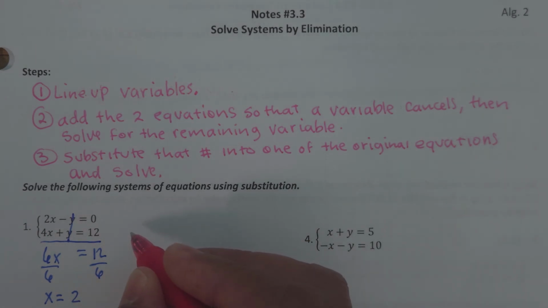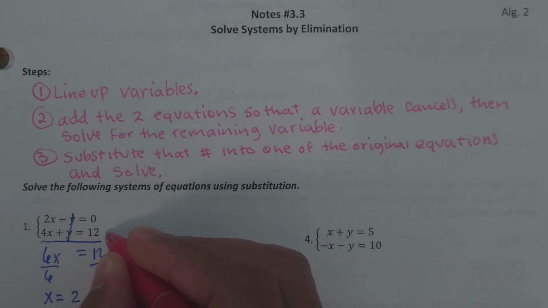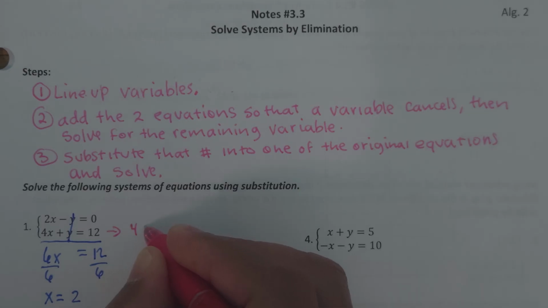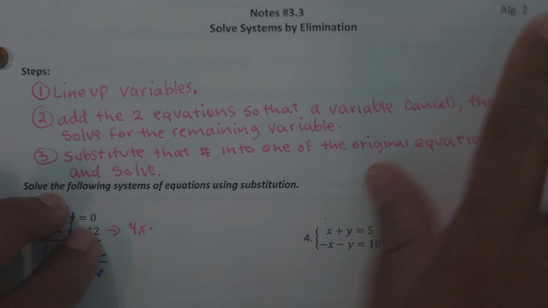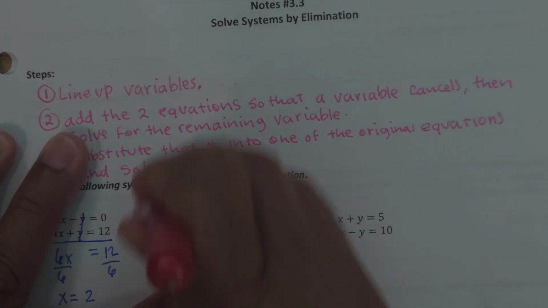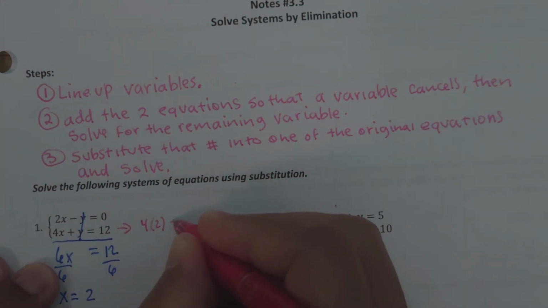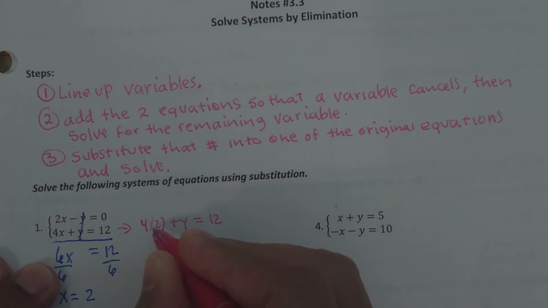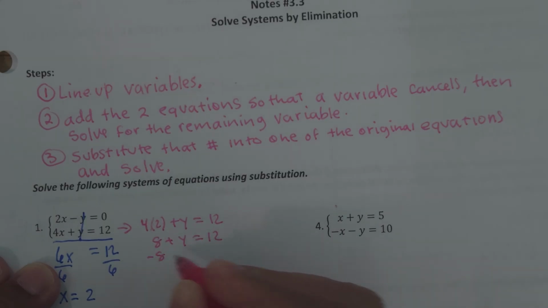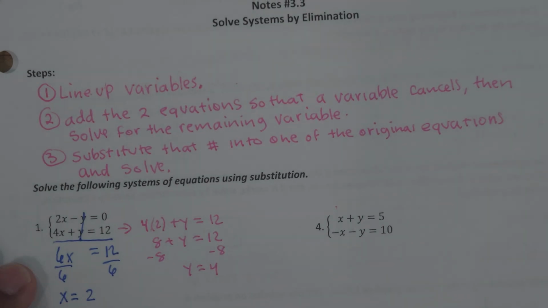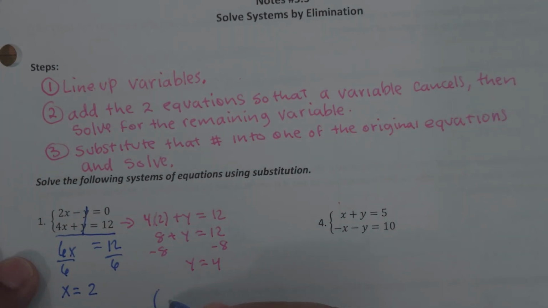So I can go to either one of these equations. So I'm going to go to this one here. So we have 4x, and let's substitute for x here, because we know x is 2. So 4 open parentheses plus y equals 12. Well, 4 times 2 is 8, so 8 plus y equals 12. Then we subtract 8 from both sides of the equation. So then y equals 12 minus 8, which is 4, which means the point of intersection or the solution to this system is where x is equal to 2 and y is equal to 4. And that is the solution to this system of equations.